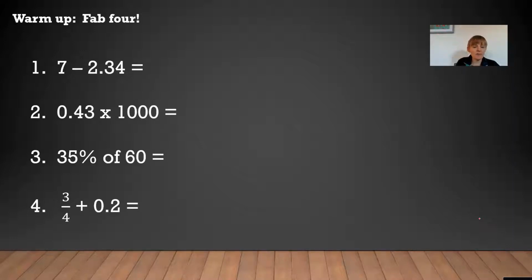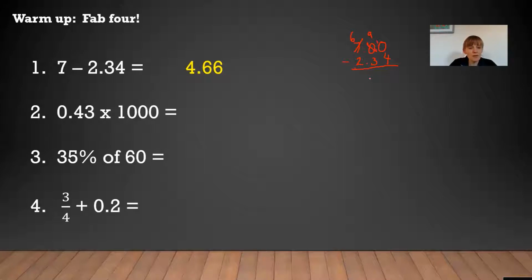Okay, so first one, number 1, 7 takeaway 2.34. Hopefully you will have remembered here that you need some extra zeros, some placeholders, so you can line up this calculation correctly to take away. So you would have needed to take 1 off the 7 and give it into the tenths column, and then that would have needed to give 1 to the hundredths column, and then you could have done your takeaway to give you an answer of 4.66.